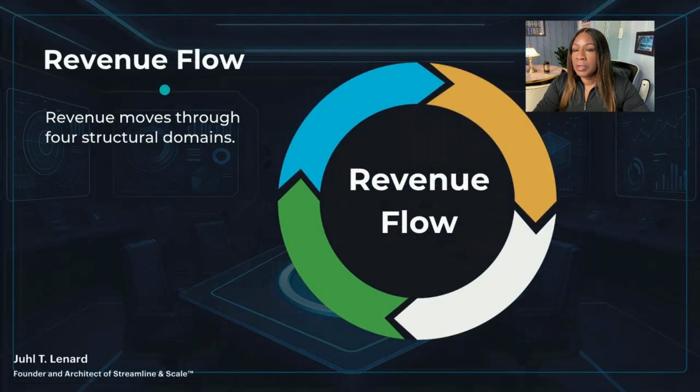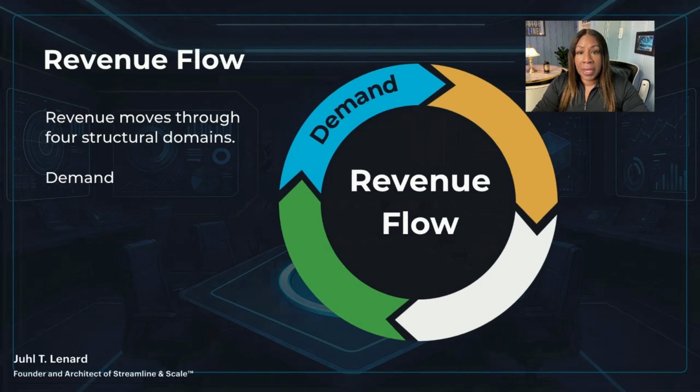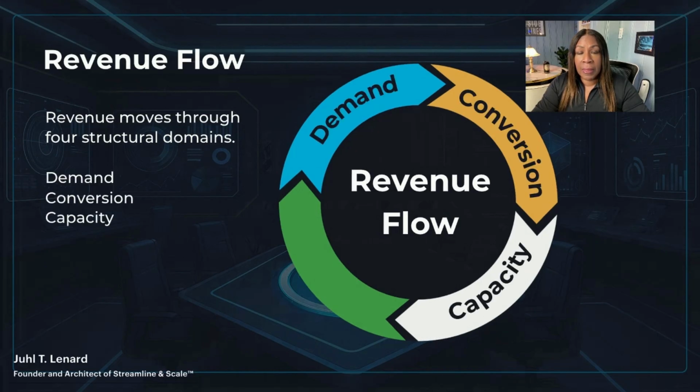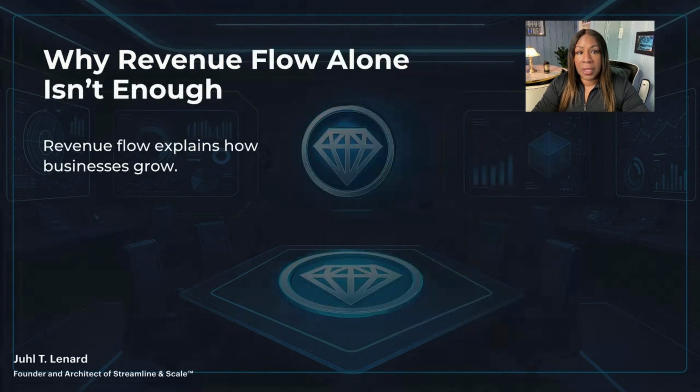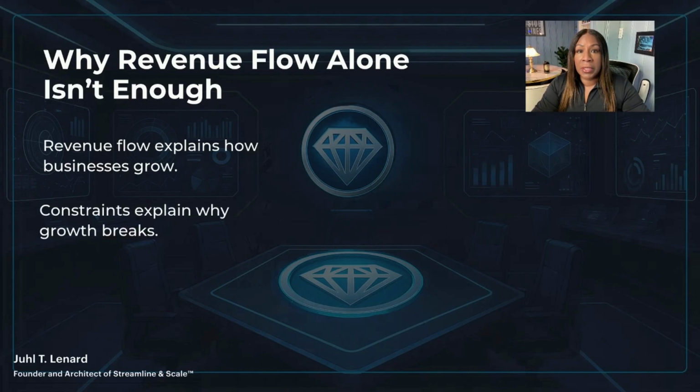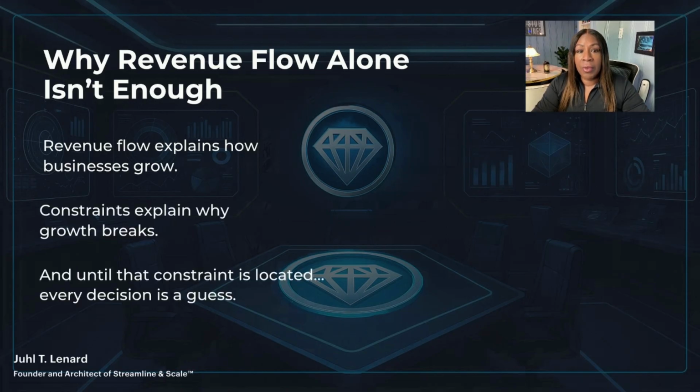The first thing we want to understand is that for all businesses, revenue flows through 4 structural domains: demand, conversion, capacity, and cash. Every business operates inside this flow. But the flow of revenue alone is not enough, because revenue identifies how the business grows, but the constraint explains where the growth breaks. Without visibility into the constraint, until it's identified and located, everything we do is a guess.